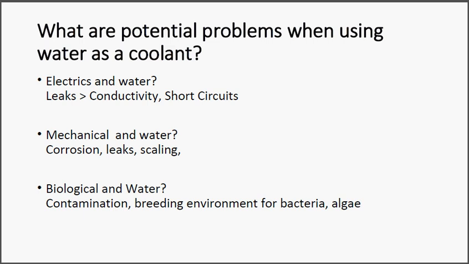Then we've got biological and water. Again, when you've got anything biological which is cooled down with water, so it could be food or other areas, there's a problem of contamination. Water is potentially a breeding environment for bacteria. One example might be algae. Algae develops in water pretty much as soon as it is exposed to sunlight. And again, it's potentially a little bit of a problem.